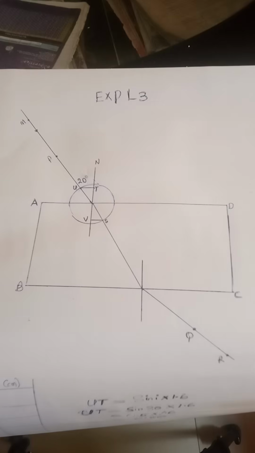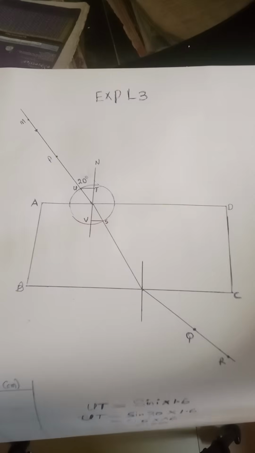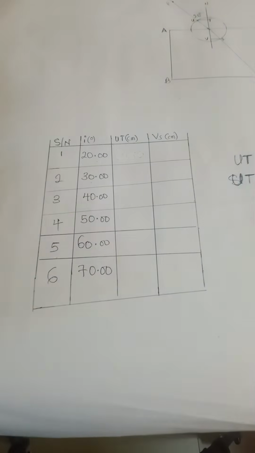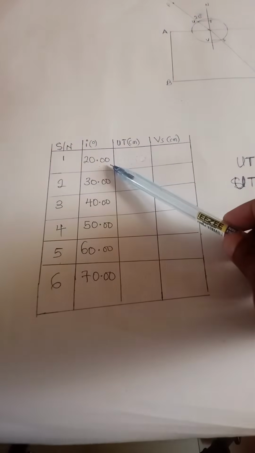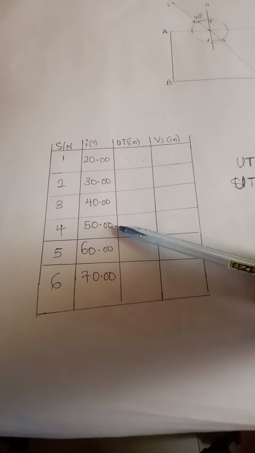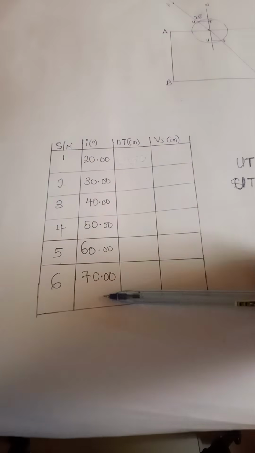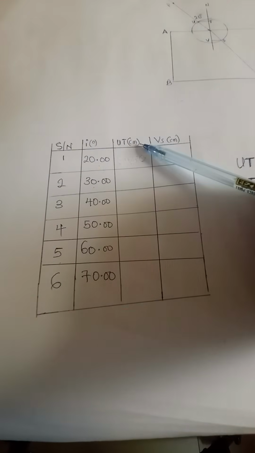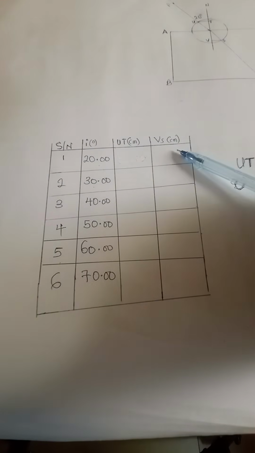Now let's look at this block prism that is given. We are given the values of all the incident angles. You can see we have 20 degrees, 30 degrees, 40, 50, 60, and 70. We have to find the value of UT in centimeter, VX in centimeter.